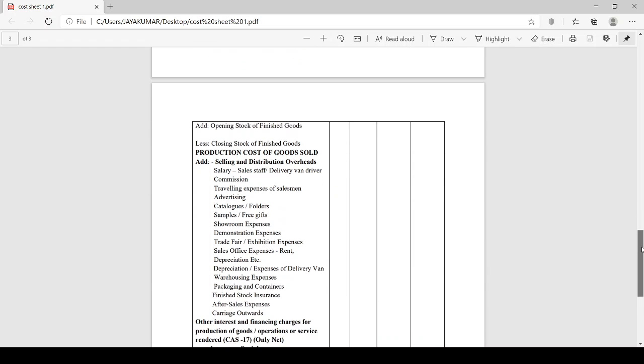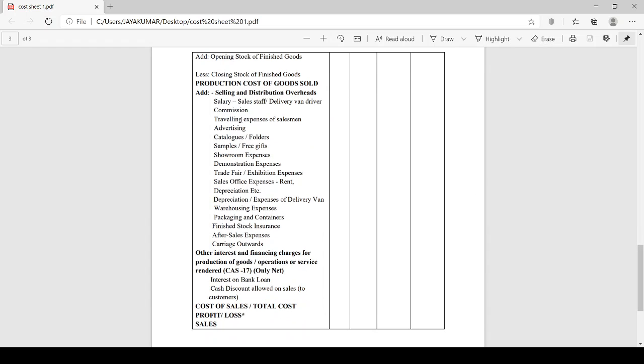Then we are adding the selling and distribution overheads: the salary of sales staff, delivery van driver, commission, traveling expenses, advertising, catalogs, folders. Catalogs means the complete list of items, samples, free gifts, showroom expenses, demonstration expenses, trade fair and exhibition expenses, sales office expenses, rent, depreciation of delivery van, warehousing charges, packaging, containers, finished stock insurance. Now goods will be insured when we are transporting them from one place to another. That insurance, after sales expenses.